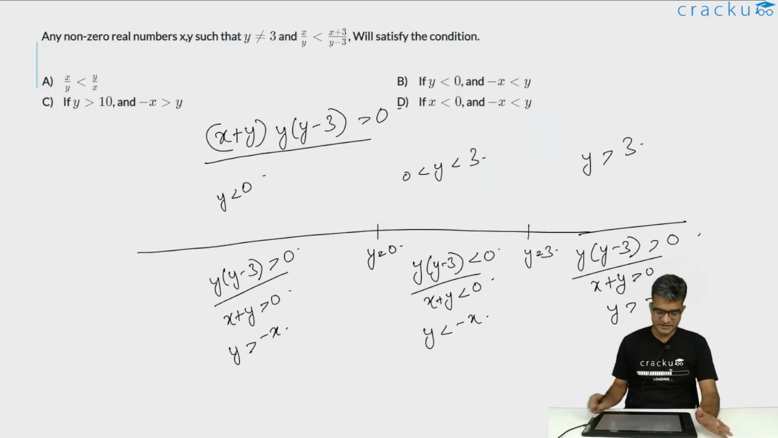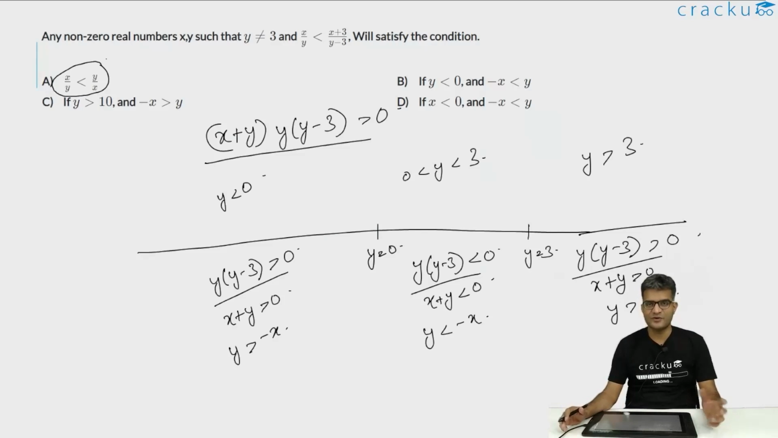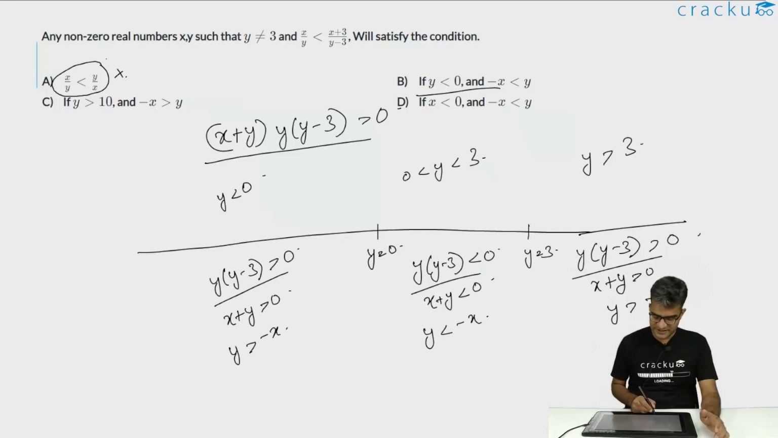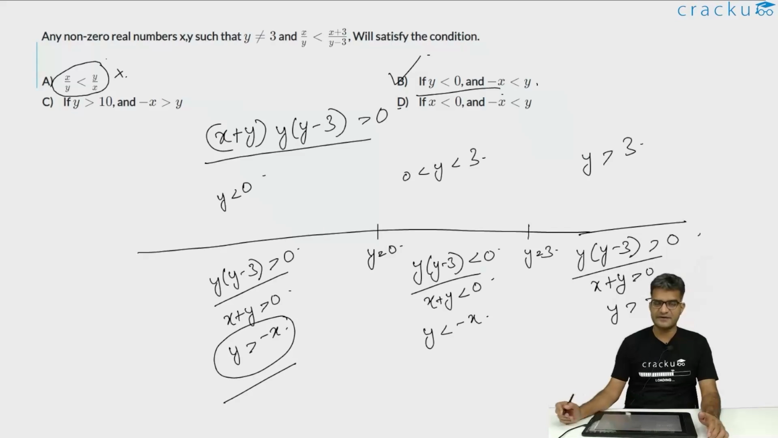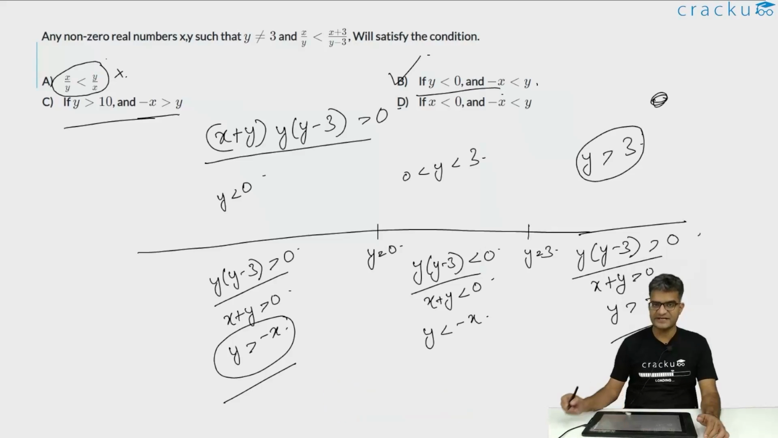But if you're looking at the options, x by y is less than y by x is immaterial. We can't really say anything about x by y. So this is not the answer. If y is less than 0, that is in this segment, minus x is less than y. This is actually true. This is the same as y is greater than minus 6. If y is greater than 10, that is somewhere over here, minus x is greater than y. Over here, minus x is actually less than y, and this is true when y is greater than 3. So this is actually false.